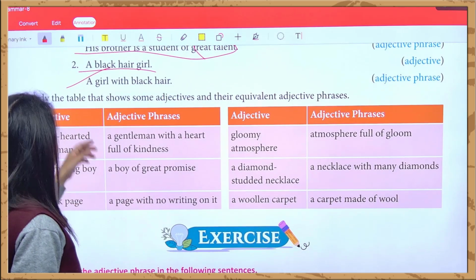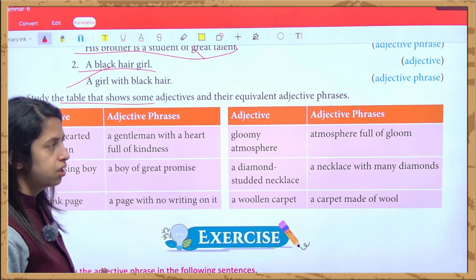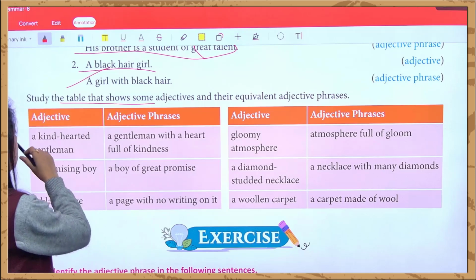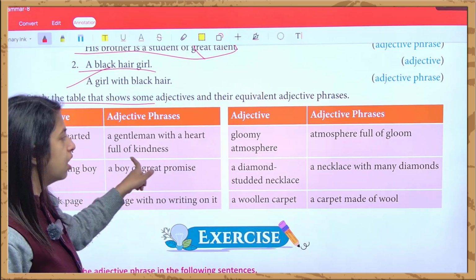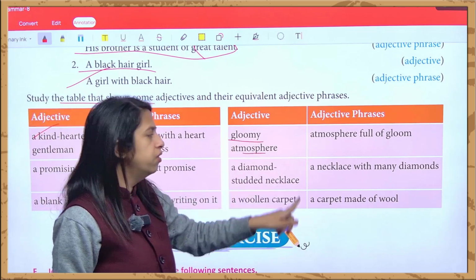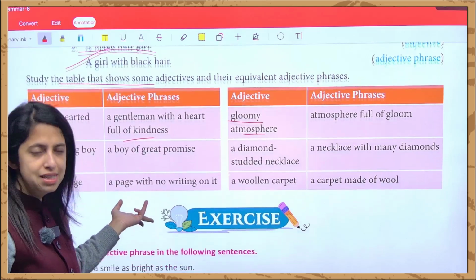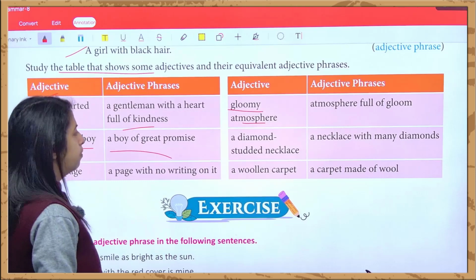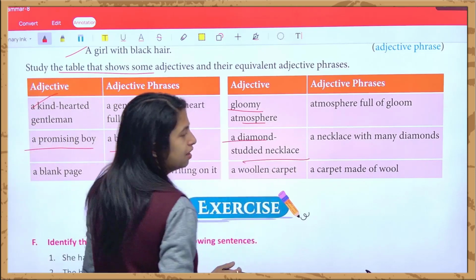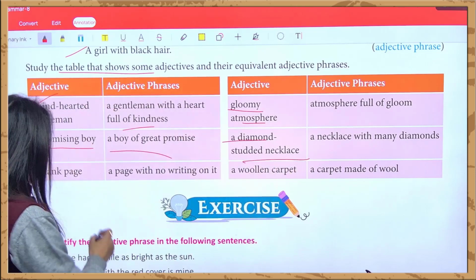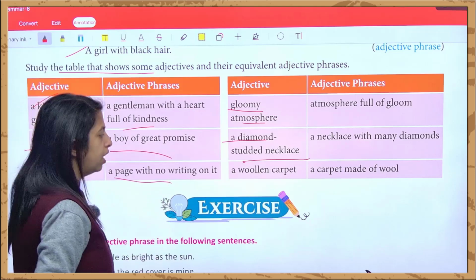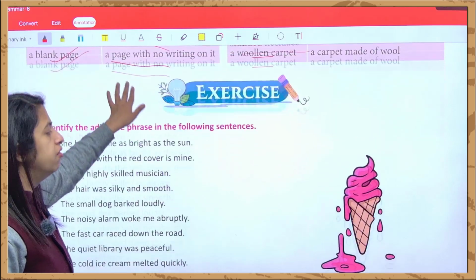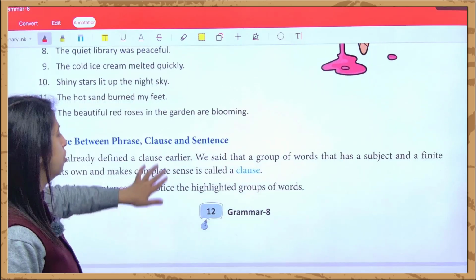अब देखिए, टेबल है, ये एडजेक्टिव को और उसकी इक्विवेलेंट एडजेक्टिव फ्रेजेस को शो कर रहा है, जैसे कि काइंड हार्टेड जेंटलमैन, अ जेंटलमैन विद अ काइंड हार्ट, राइट? ग्लूमी एटमॉस्फेयर, एटमॉस्फेयर विद फुल ऑफ ग्लूम, ग्लूम सैड। Promising boy, a boy of great promise, right? A diamond studded necklace, a necklace with many diamonds. A blank page, a page with no writing on it, a woolen carpet, a carpet which is made up of wool. On behalf of this, you have to complete this exercise on your own.